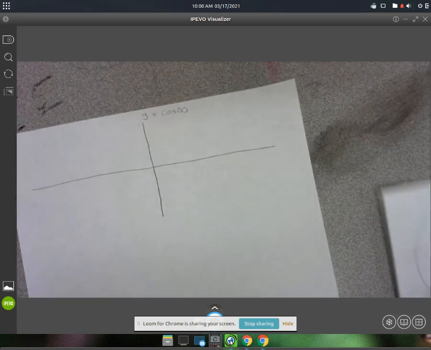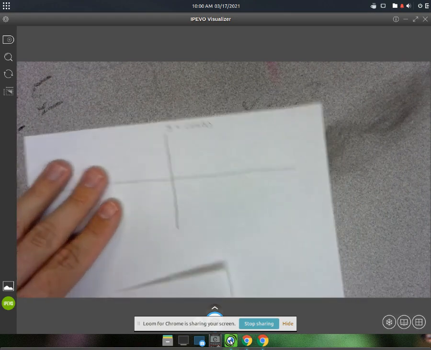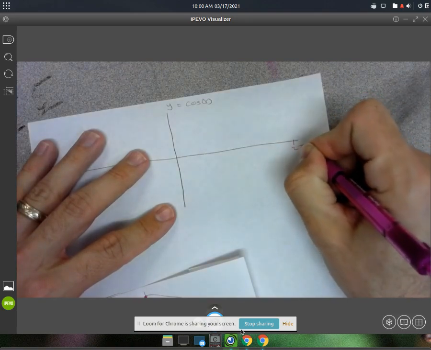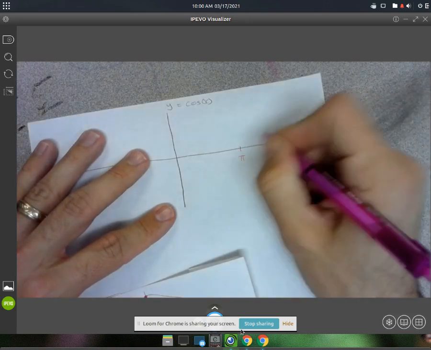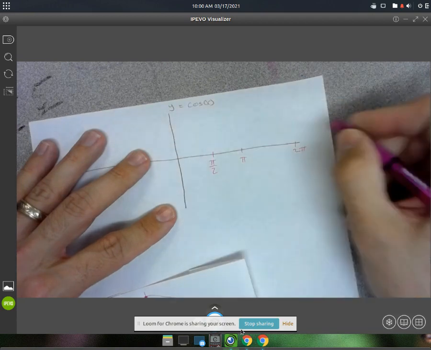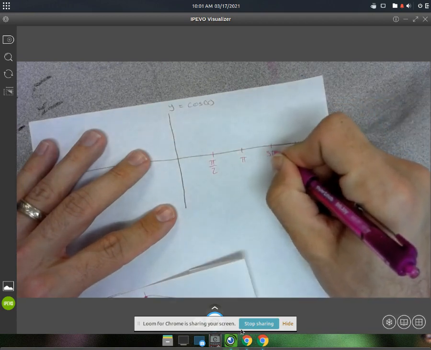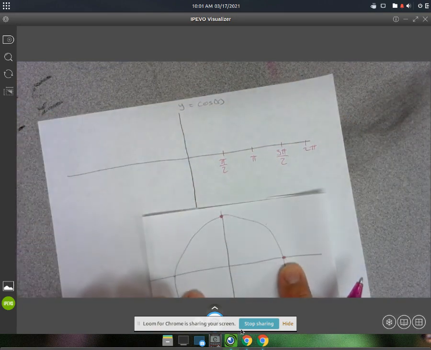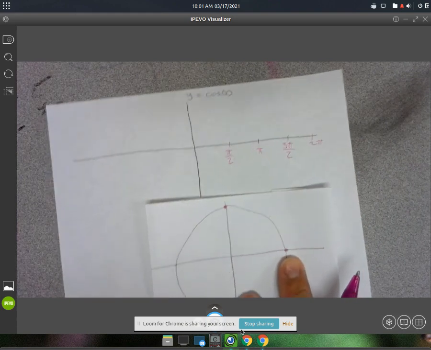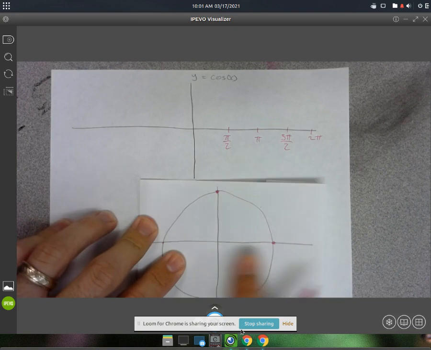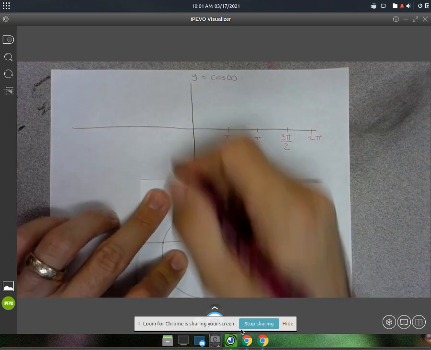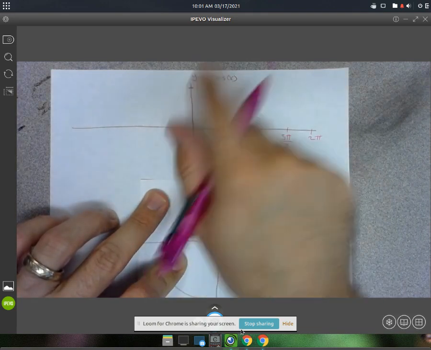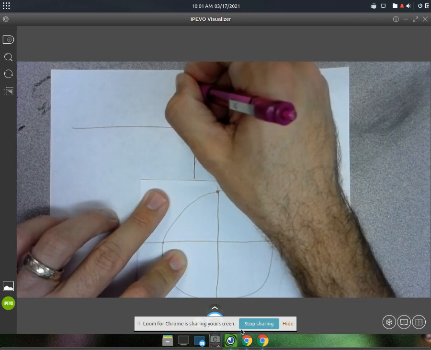Okay, for cosine, my labels are going to be the same. Let's do 2 pi. This will be pi. This will be pi over 2. This will be 3 pi over 2. And that'll be 0. Okay. So at an angle of 0, remember cosine is our x values. So this point has an x value of 1. So that's why cosine starts off at a y value of 1. All right, the output's going to be a 1 there.